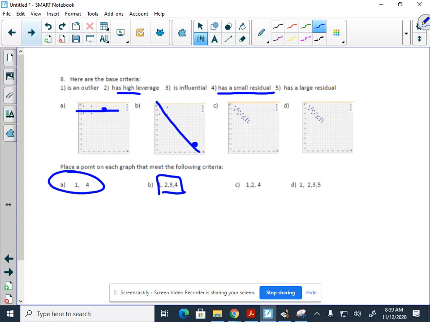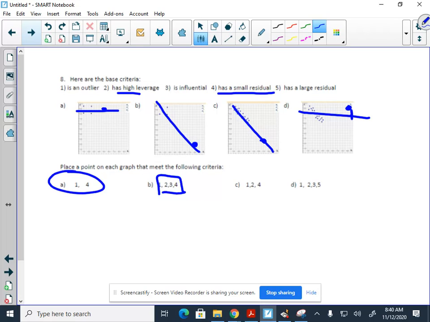Now the next one, we want an outlier, with leverage, and a small residual. Well, I'll just put it in line, and it's got those things. But it's not going to be influential because it's not going to change the slope. But the next one, we want 1, 2, 3, and 5. The line would be like that if that point wasn't there, but with the point there, it's going to be like that, and it's going to have a fairly large residual.